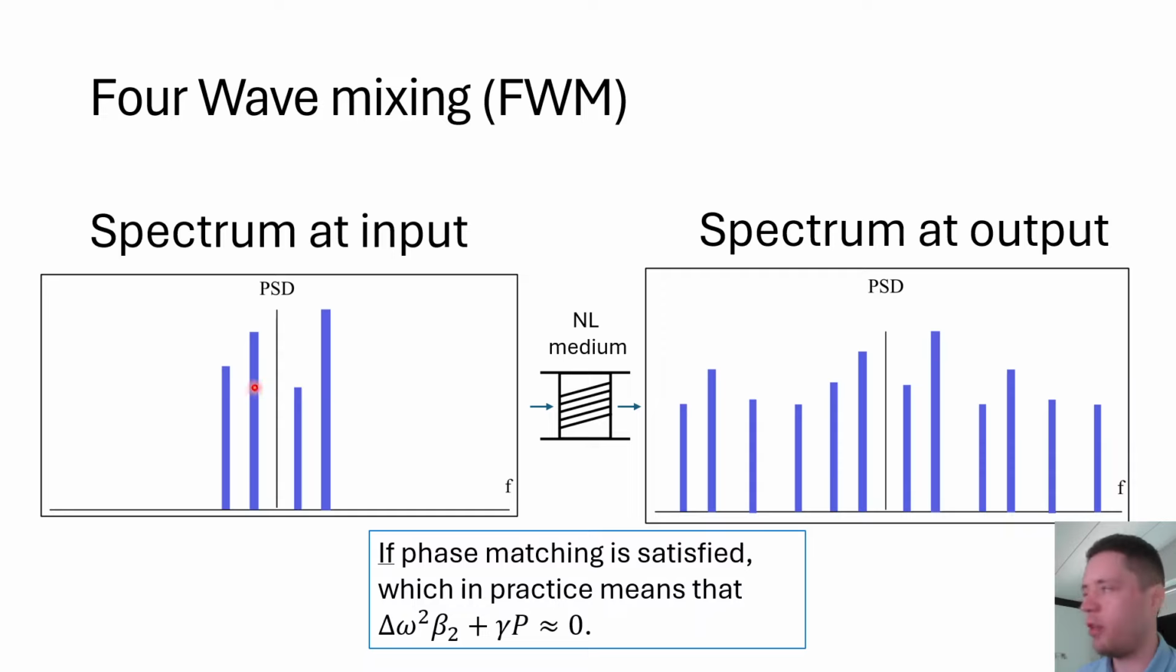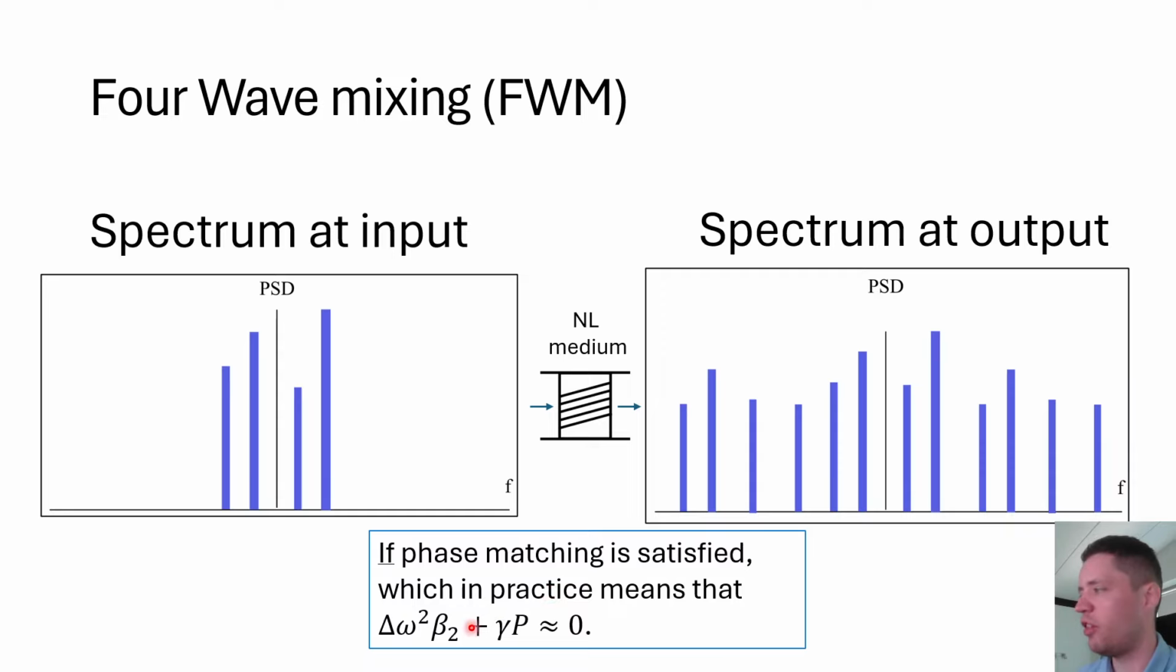Essentially, we have to require that the spatial frequencies of the incident frequencies, as well as the spatial frequencies of the products over here, match up in just a certain way for power to be coherently transferred from these ones into the new ones. And for the case where these frequencies are fairly closely spaced, essentially the condition boils down to demanding that the square of the spacing multiplied onto the beta 2 parameter plus the phase shift from the nonlinearity all add up to zero.